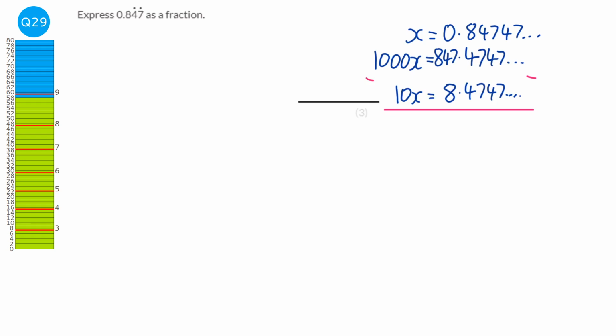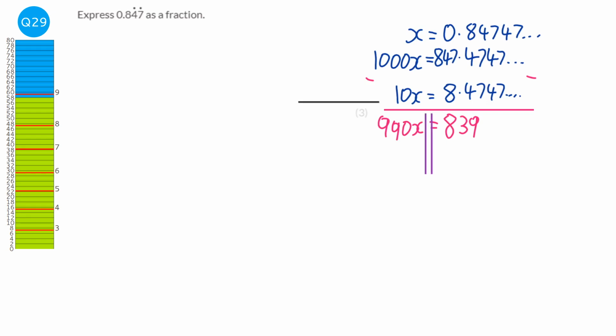So 1000x take away 10x, and that's going to be 990x, and then 847.4747, etc. Take away 8.4747, etc. It's just going to be the same as 847 take away 8, because the recurring stuff will just cancel each other out. So 847 take away 8 is 839.